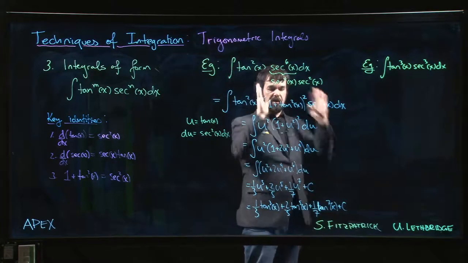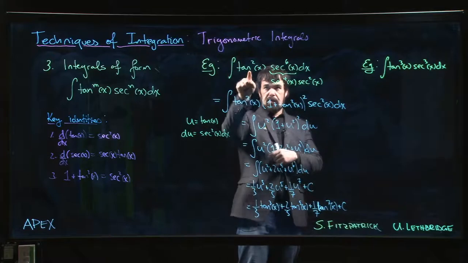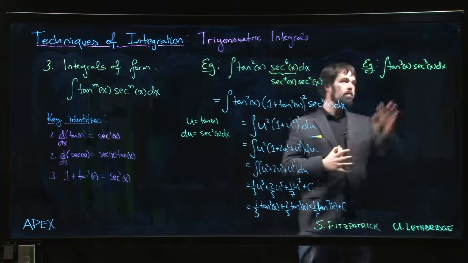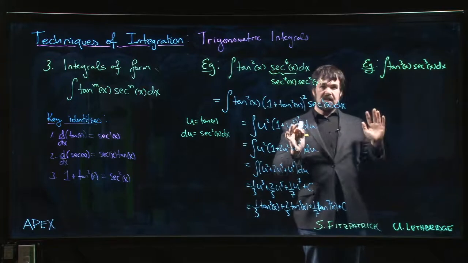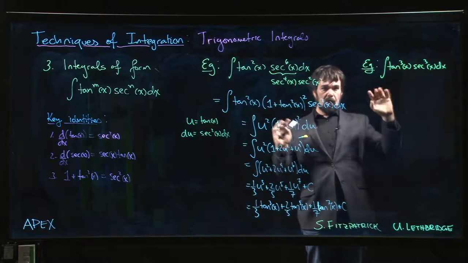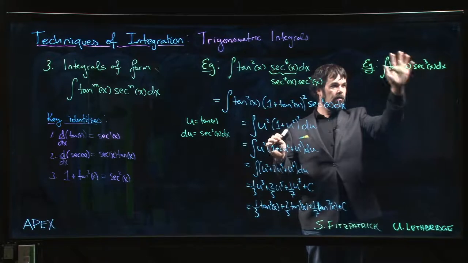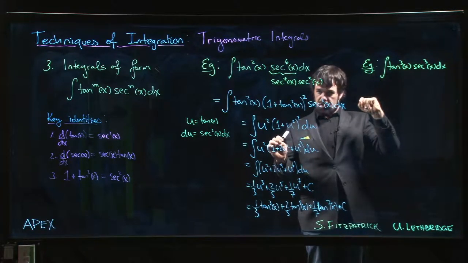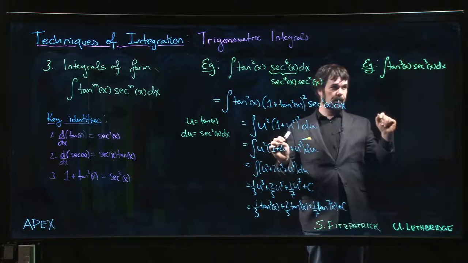Even power of secant, we know what to do. It's always this story, whether this power is odd or even. Odd power of secant depends on this. If they're both odd, it's okay. If this is an odd power and that's an even power, then you got a whole lot of trouble. We'll look at a couple of examples.